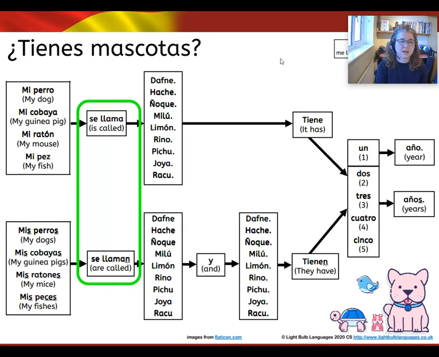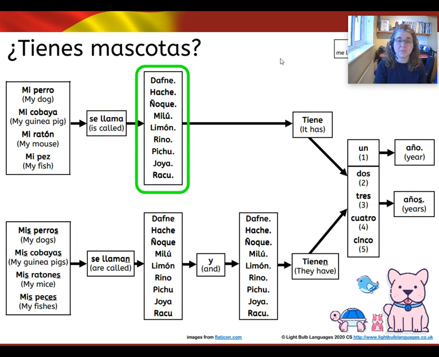Well done. Now, next, you'll notice we've got some names. These are just names of pets, and they've all got a little something in them to make the way we say them a bit more challenging. So let's have a practice of these pet names. Escuchad y repetid. Daphne.